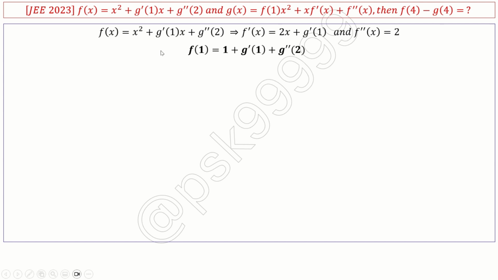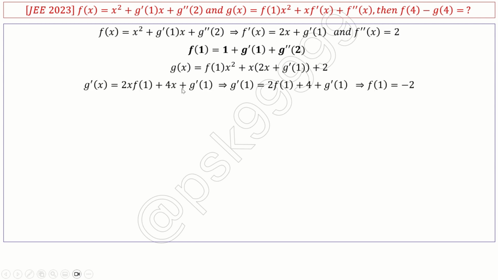Next, I can get f of 1. f of 1 is nothing but 1 plus g dash 1 plus g double dash 2. Remember this. In g of x, I have substituted these values: f double dash x is 2, so I replaced 2 here, and f dash x is nothing but 2x plus g dash 1, I replaced here. Now if I take differentiation, g dash x is 2x f of 1 plus 4x plus g dash 1. Now if I substitute x equal to 1, g dash 1 equal to this value. If I simplify this expression, I'll get f of 1 equal to minus 2. Now I got my f of 1, which is minus 2.